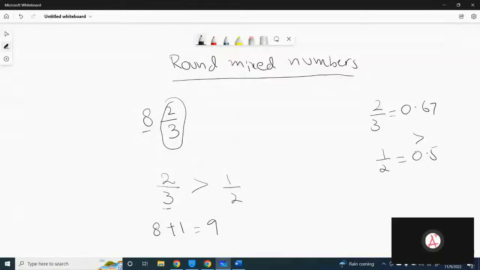Got it? If you have any confusion, any question, you can write the question in the chat box. I'll answer all your questions. Got it?